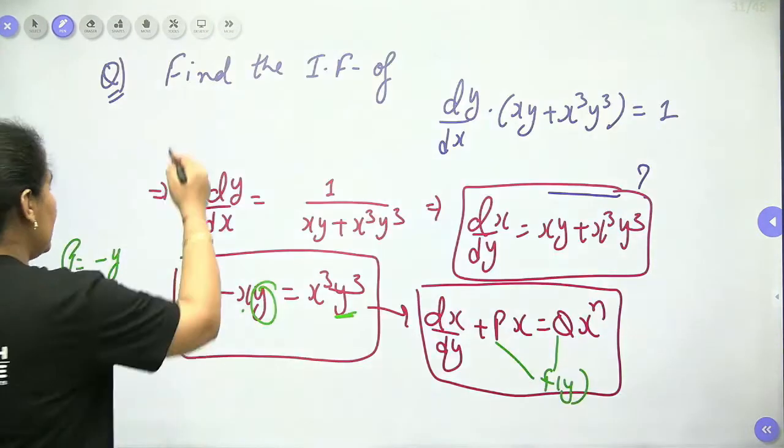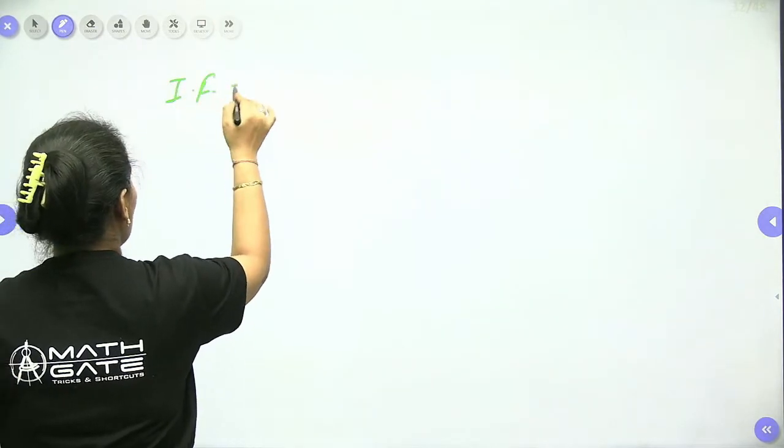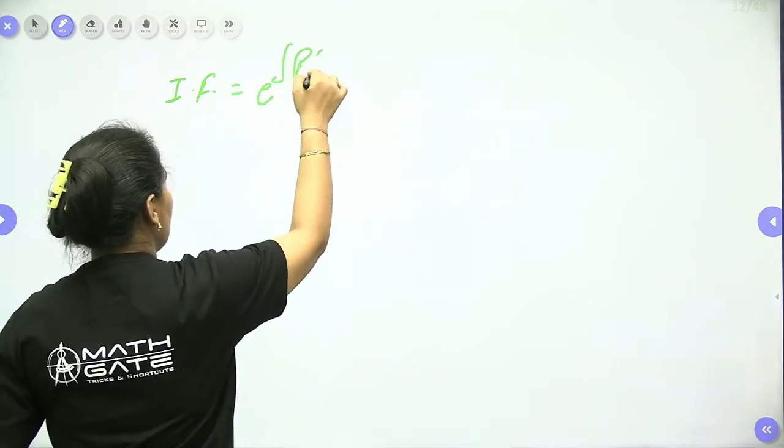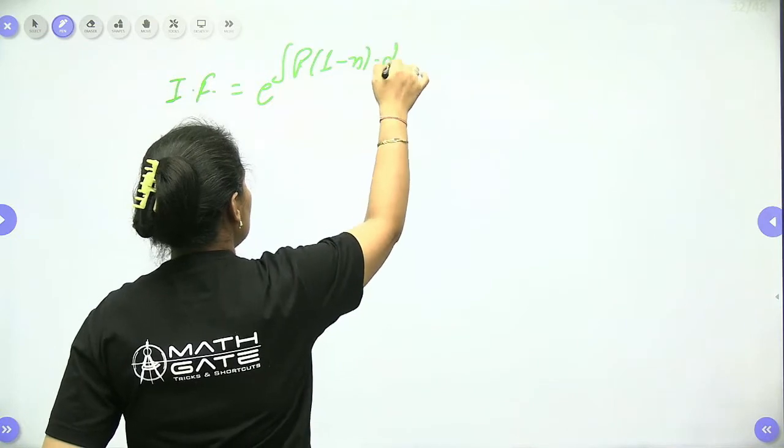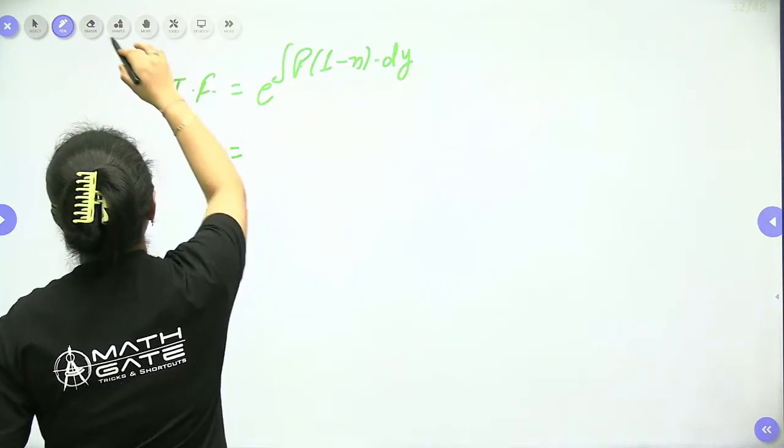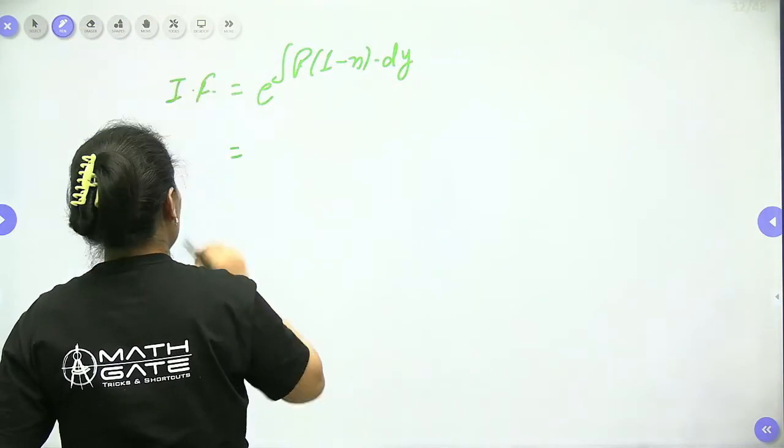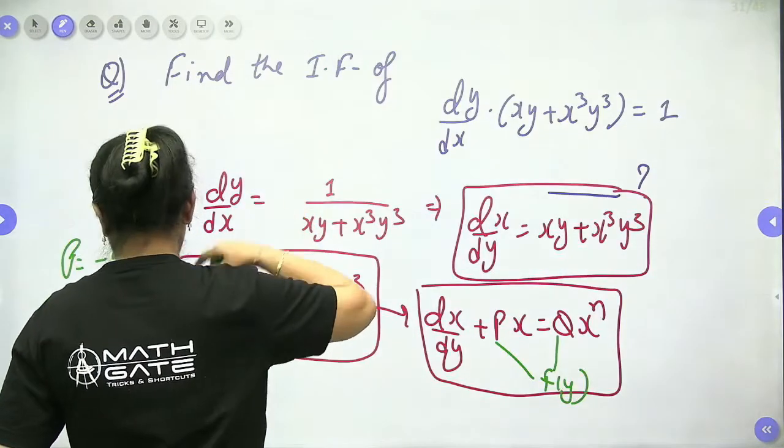Okay, let's find the integrating factor, and it is already talking about the integrating factor: e to the power integral of p into 1 minus n into dy. So when you approach e to the power p, what is the value of p?